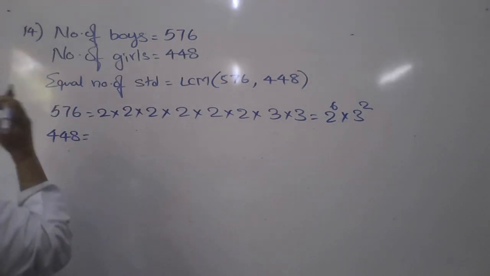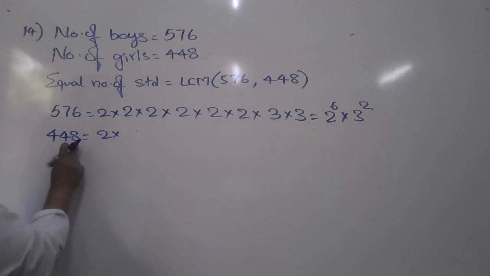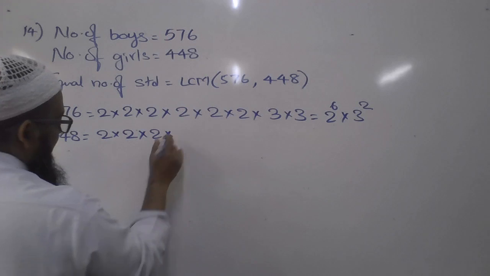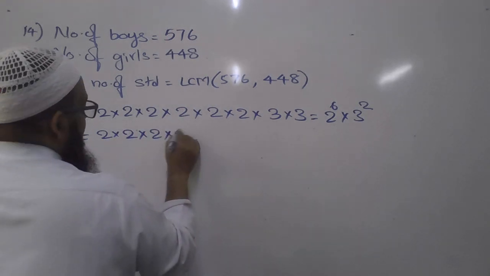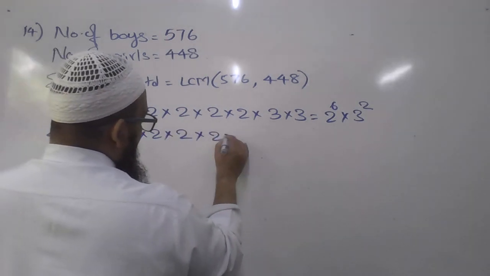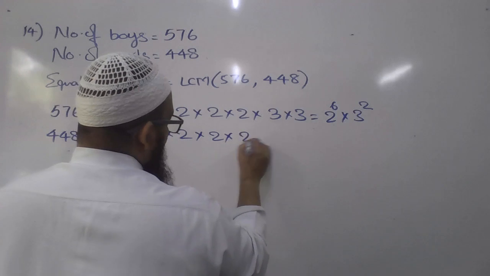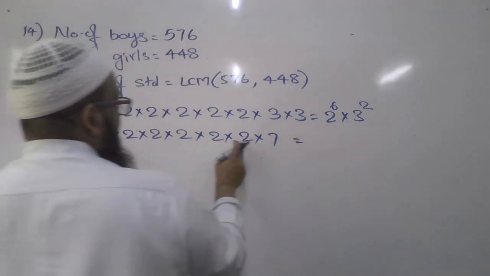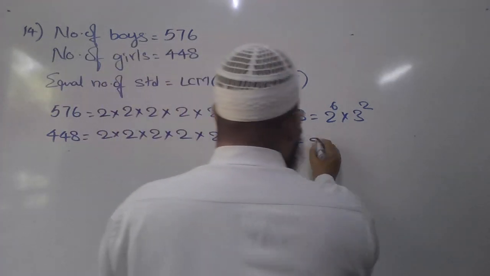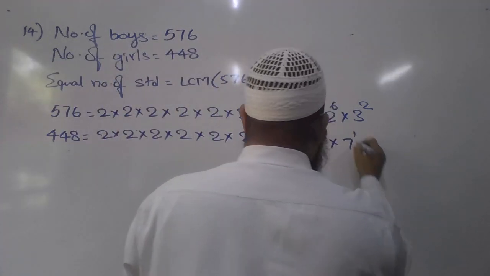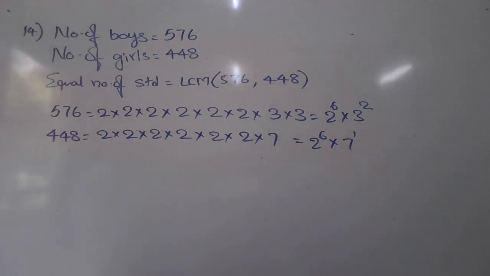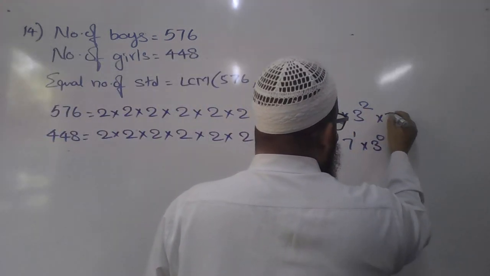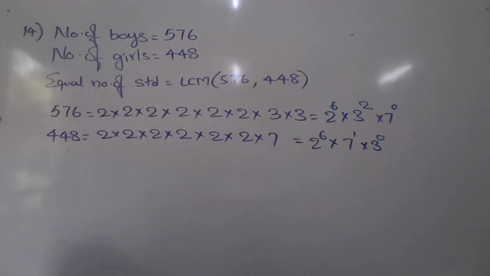448. Here 448: 2 times 224, 2 times 112, 2 times 56, 2 times 28, 2 times 14, 2 times 7. Understood or not? So it's 1, 2, 3, 4, 5, 6: 2 to the power of 6 multiplied by 7 to the power of 1. Is it right? Now you don't have 3 here, therefore 3 to the power of 0, and you don't have 7 in the first, 7 to the power of 0.